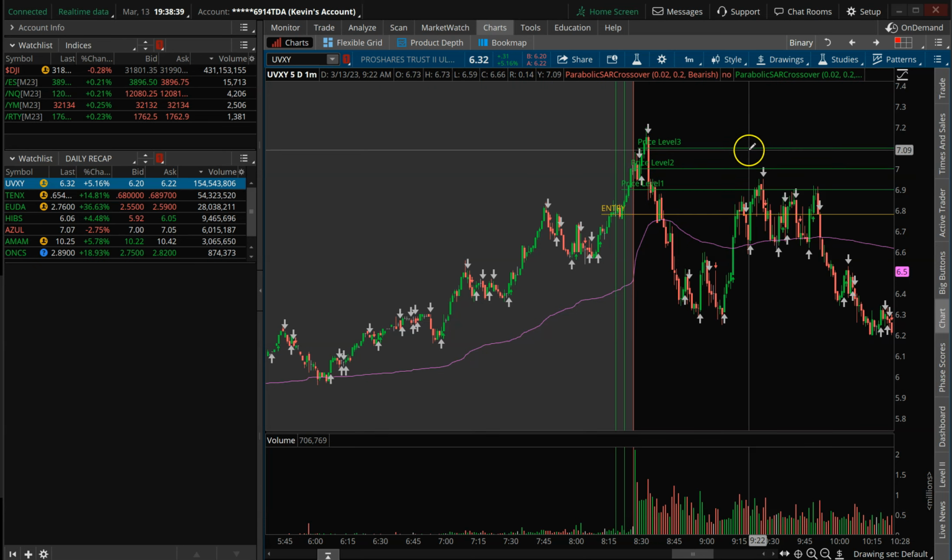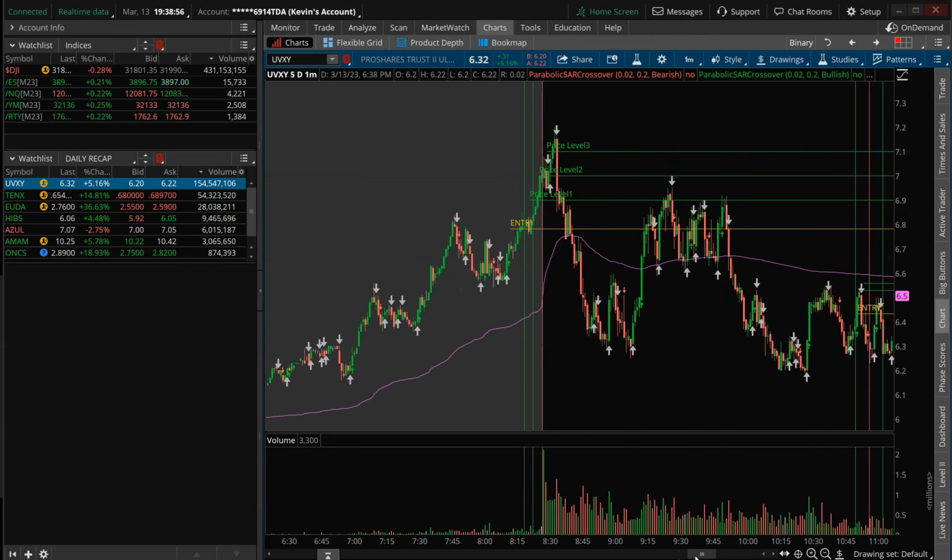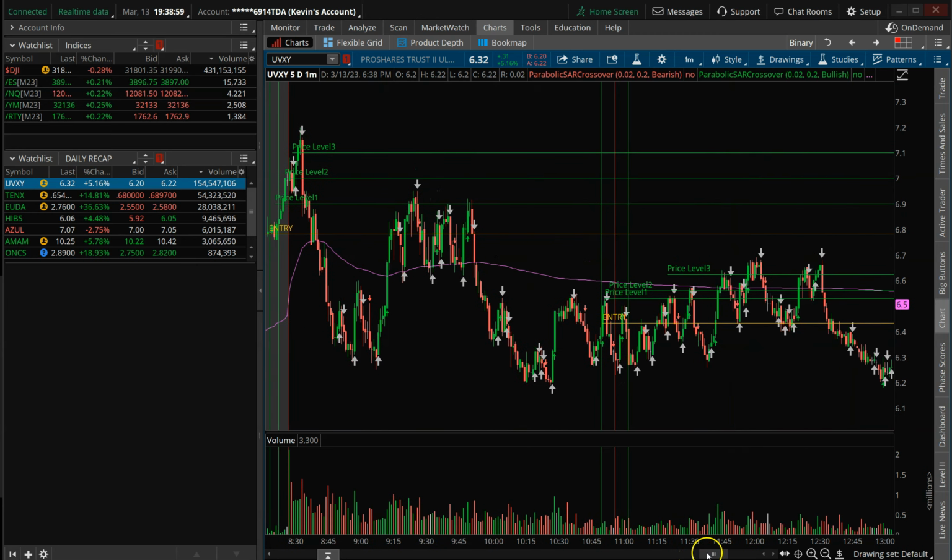Level 3 was up here at 7.11. I think it went as high as 20, 21, something like that. But I did get out around level 2, so I had a really nice profit on UVXY. And then I jumped back in, which was kind of a mistake in a sense. But I did get another setup here on entry.